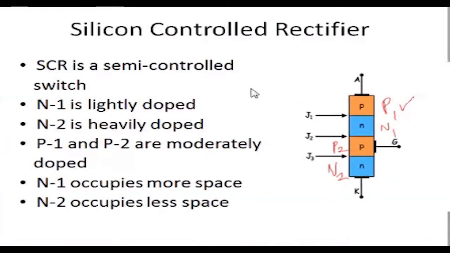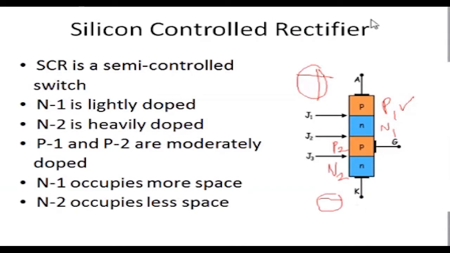I will tell you what is meant by forward biased. Now I will give a positive voltage to the anode and negative voltage to the cathode. Now you can see that the anode is connected to the positive terminal of the battery, and the cathode is connected to the negative terminal of the battery.